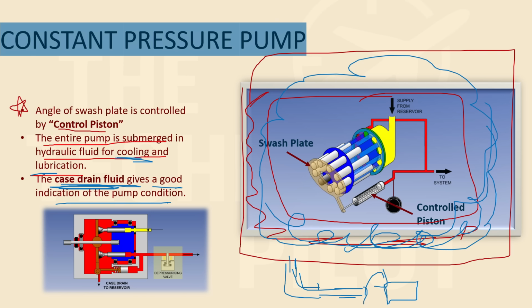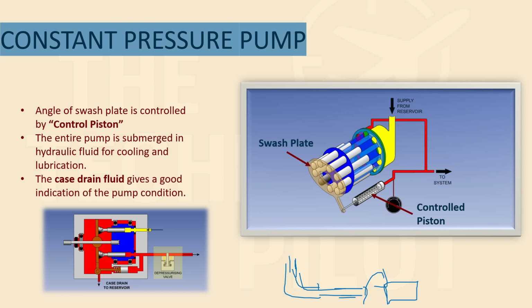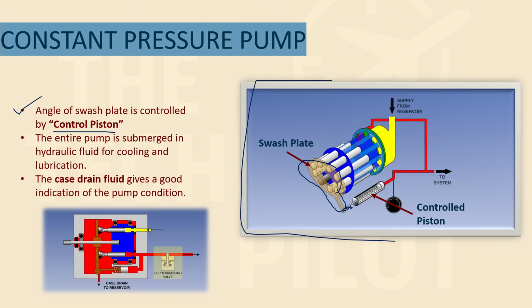These are three points, and they're very important. Trust me, you need to remember them anyhow. First one: the angle of the swash plate is controlled by a control piston. This is the control piston. It changes the angle of this swash plate. Then the entire pump is submerged into hydraulic fluid for cooling and lubrication. And the case drain fluid gives a good indication of the pump's condition.